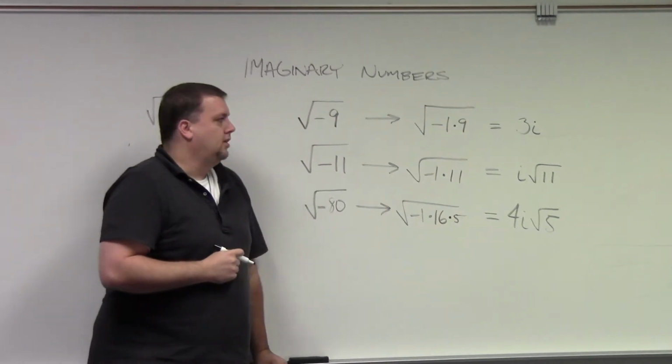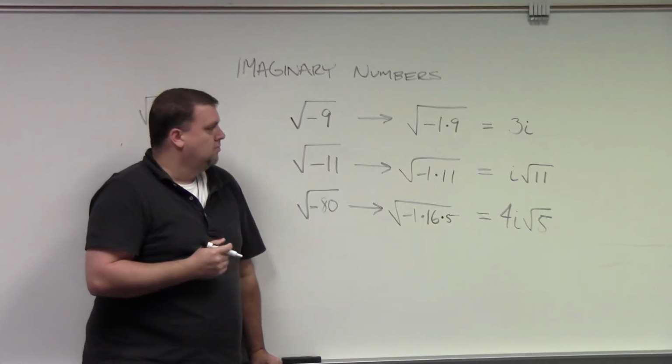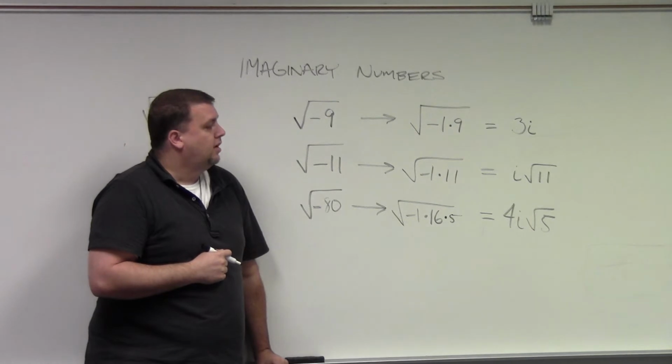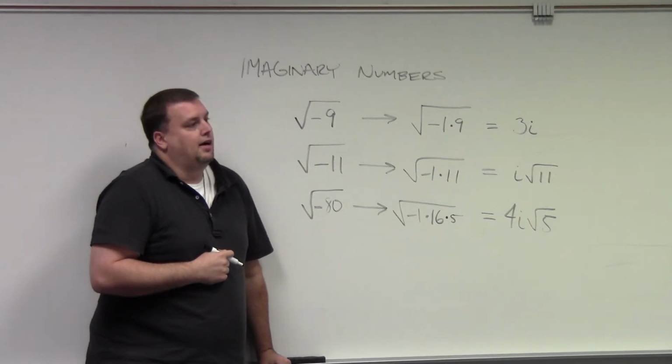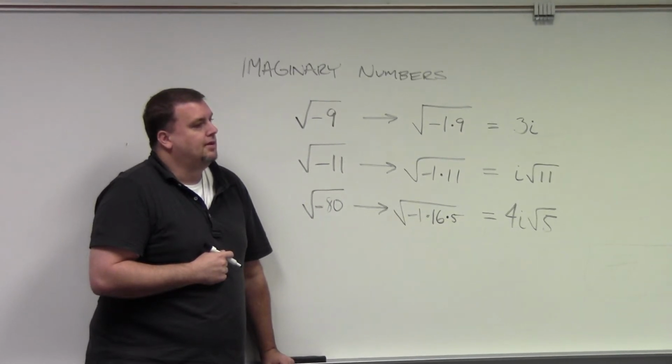So break up the radical like you did in 0310, or if you're working with them in 0320 as well. You're just attaching the i there to represent an imaginary number. The process for simplifying them is still the same.